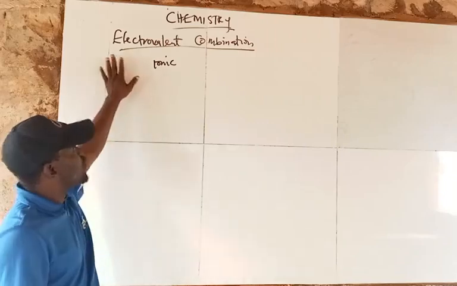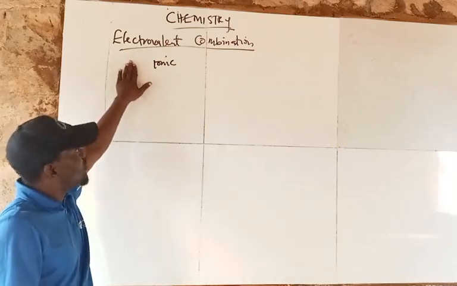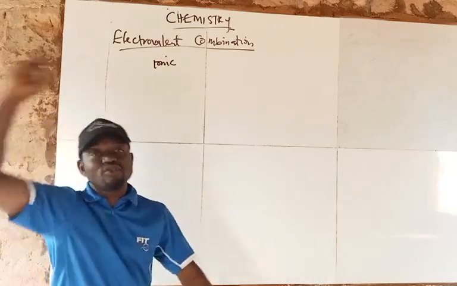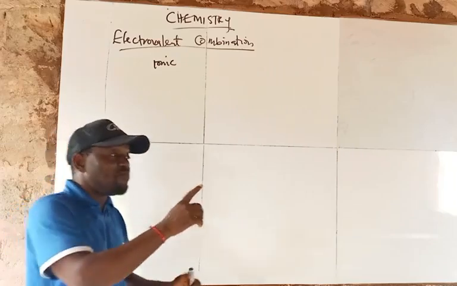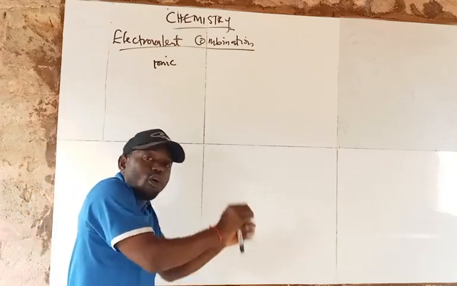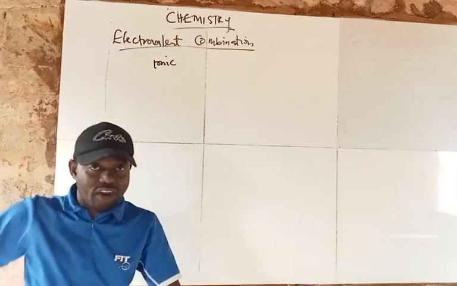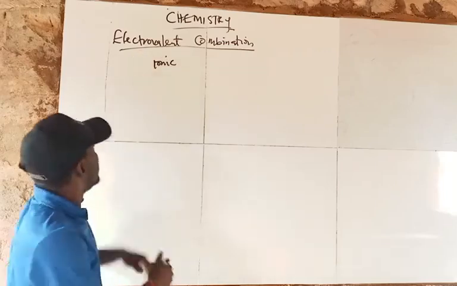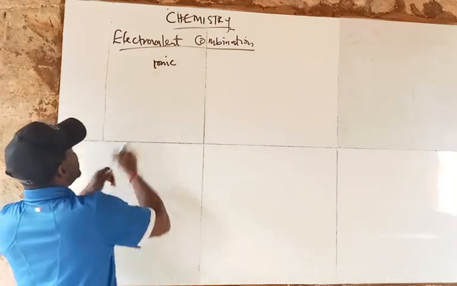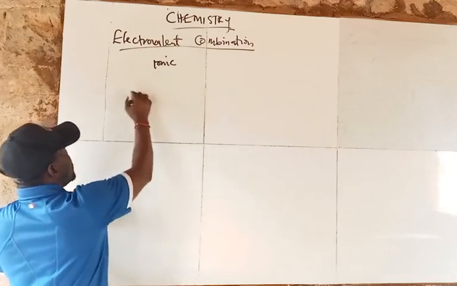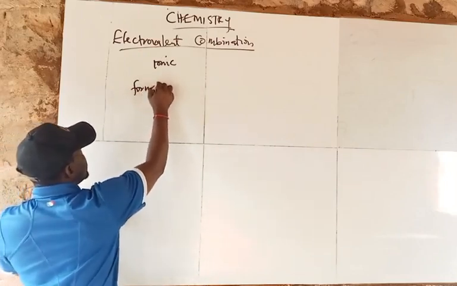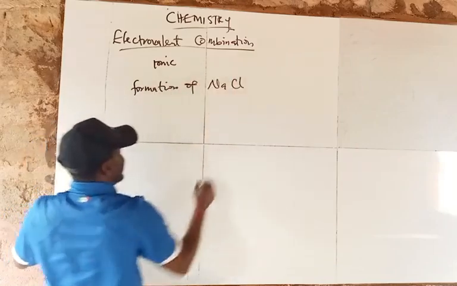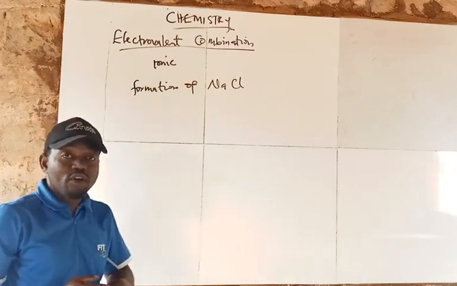Now, the first thing you need to know in this type of combination is that it involves electron transfer. An electron can be transferred from one atom or one element to another. Is that okay? This one involves electron transfer. So let's say, for example, they ask you to look at the formation of sodium chloride.